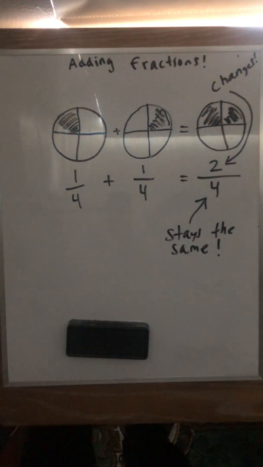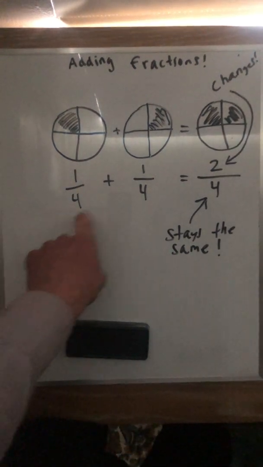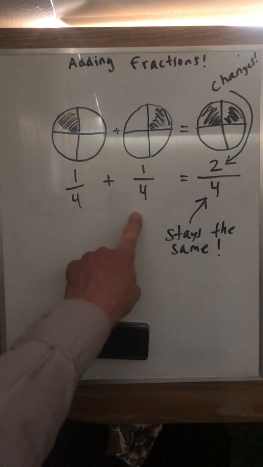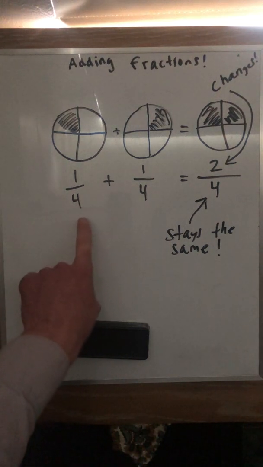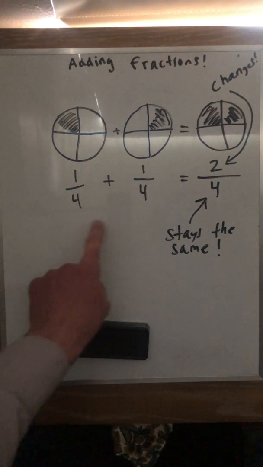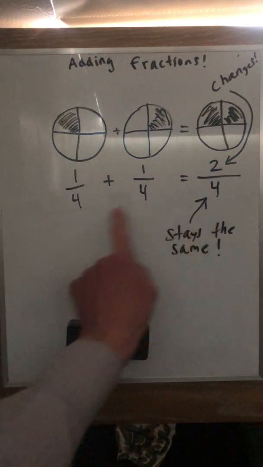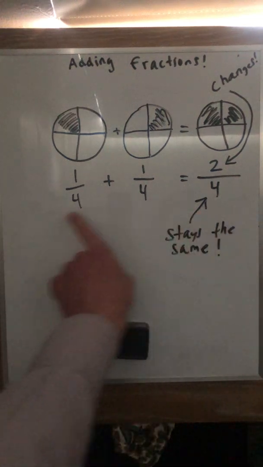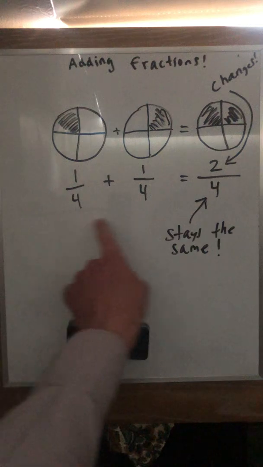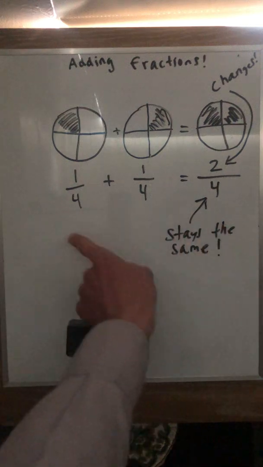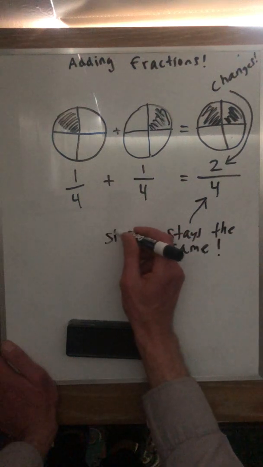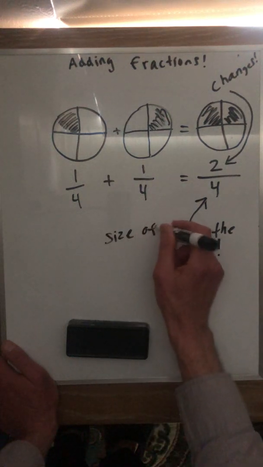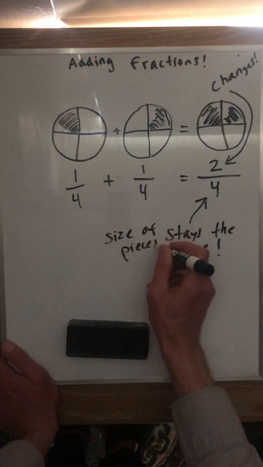So when you add fractions, if the denominator is the same, and today they're all going to be the same, which is kind of like the simplest way to add fractions. It gets more complicated if they're not, but right now we're starting simple. The denominator is the same. 4, 4, 4. Fourths, fourths, fourths. It's always fourths. We're just talking about fourths right here. So these are the size of the pieces. The size of the pieces stays the same.